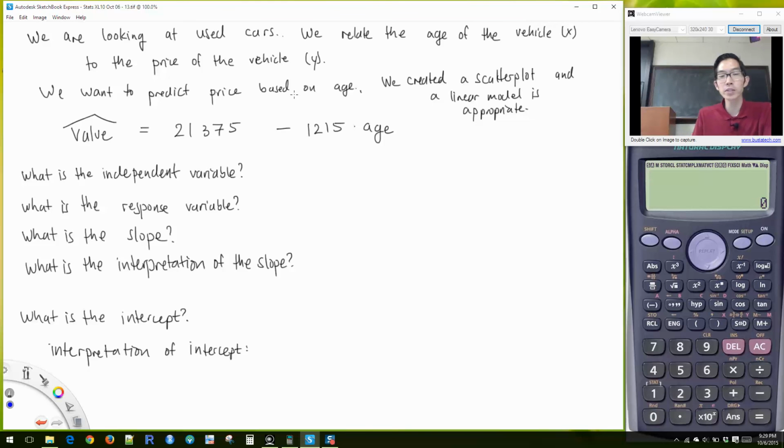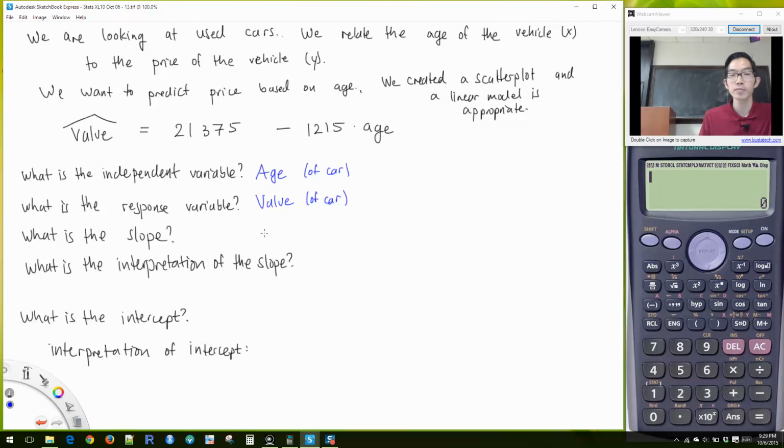Okay, so what is the independent variable? Age of the car, right? So age of car, you can just write age, that's fine. And the response variable? Value of car. The value of the car, okay? If you just write value, that's also fine.